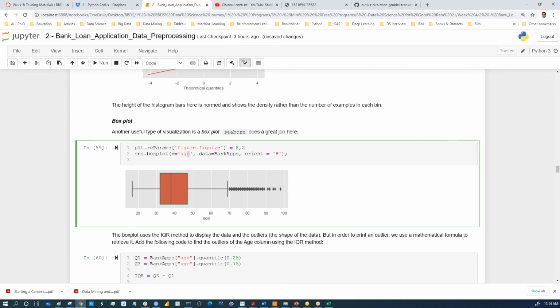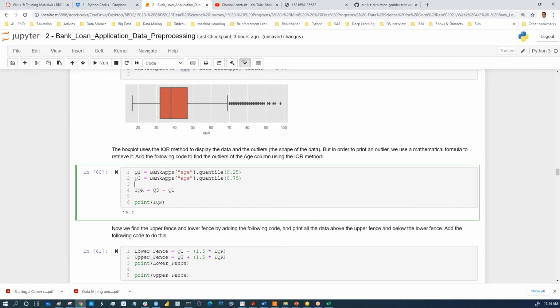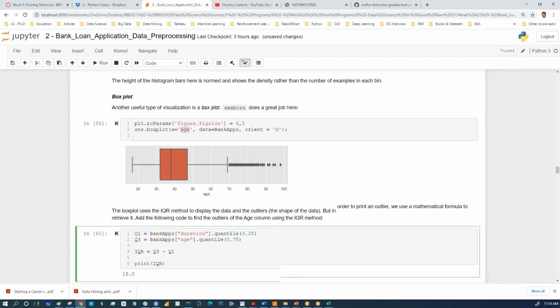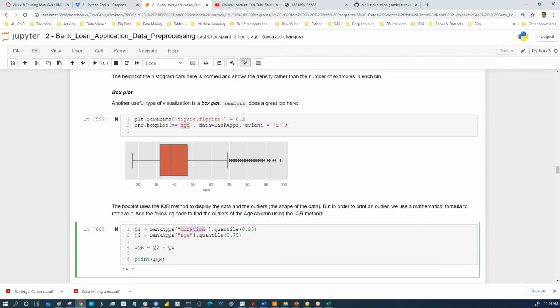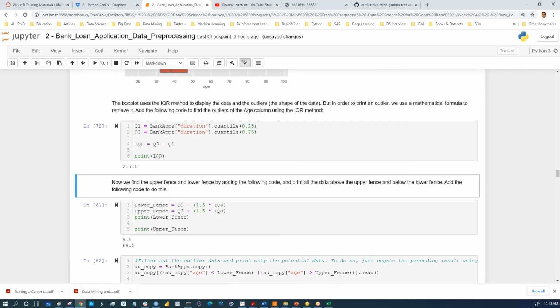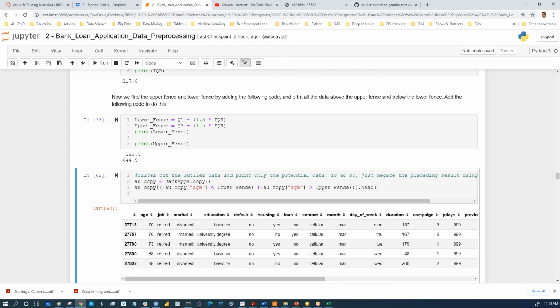So let's take a look at the box plot, at the IQR. We are going to calculate the IQR first. Mo, can I ask one question? Yes, sir. Those outliers in the duration graph that you said we need to delete, how do we get to know which ones? That's what I'm trying to do here. So the IQR is 417. Now we are going to calculate the upper fence and lower fence. So we got minus 223 and 644.